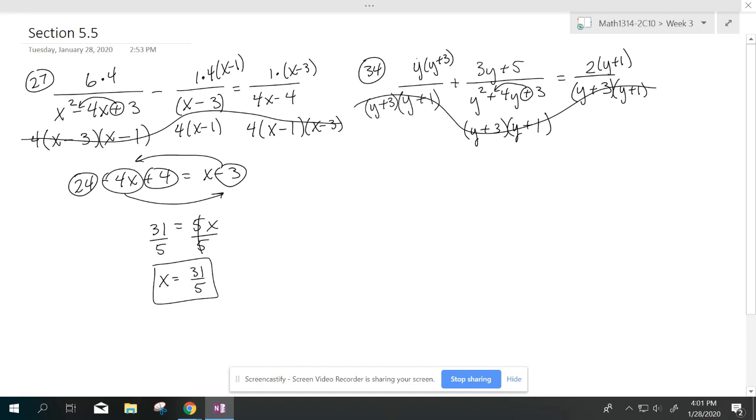All right, let's distribute y times y. Y times 3 plus 3y plus 5. The middle fraction, the numerator didn't get anything, did he? The 3y, he didn't get anything, so he just comes down, 3y plus 5. And then the 2 is going to distribute 2y plus 2.